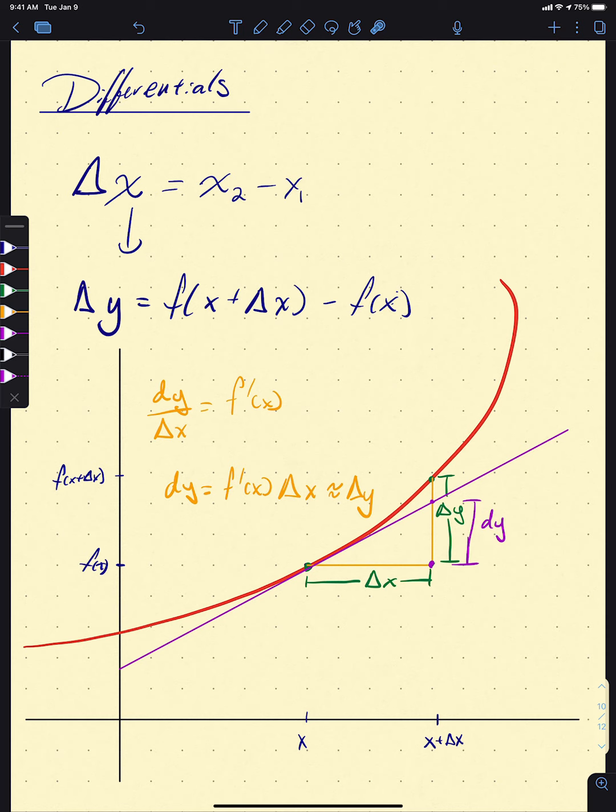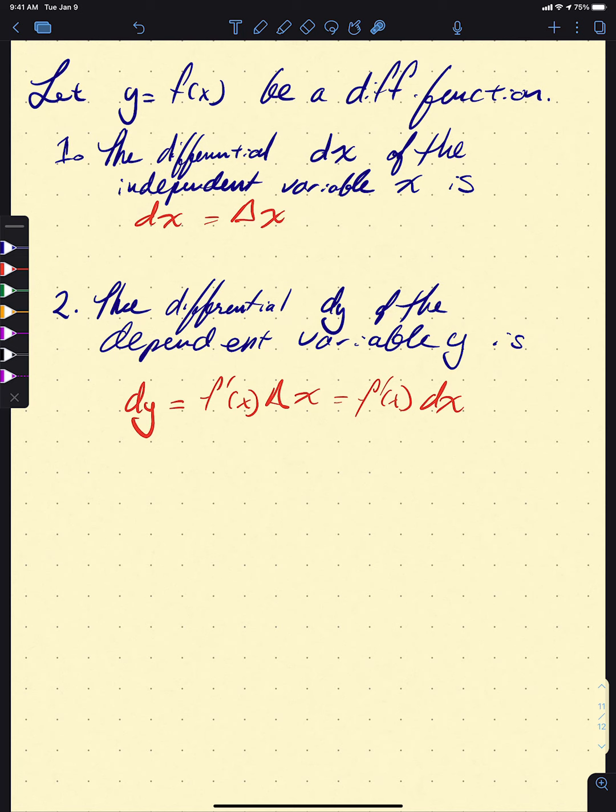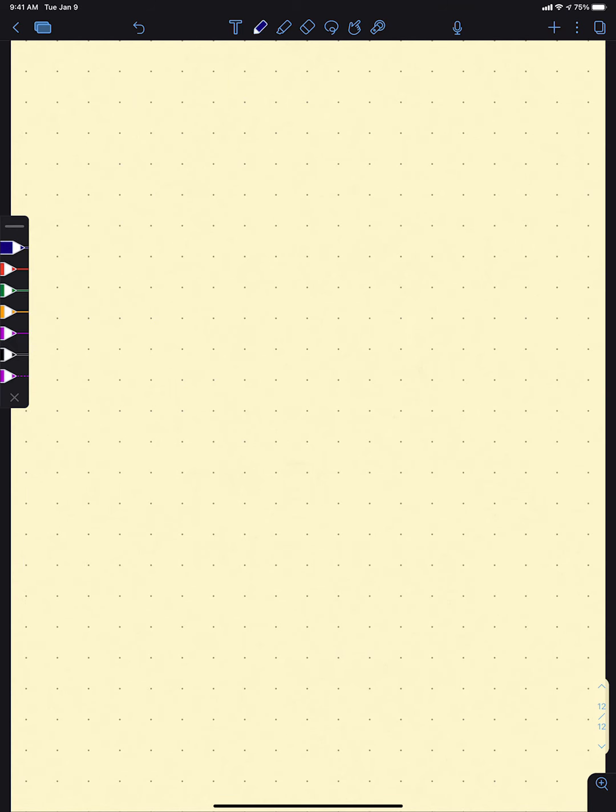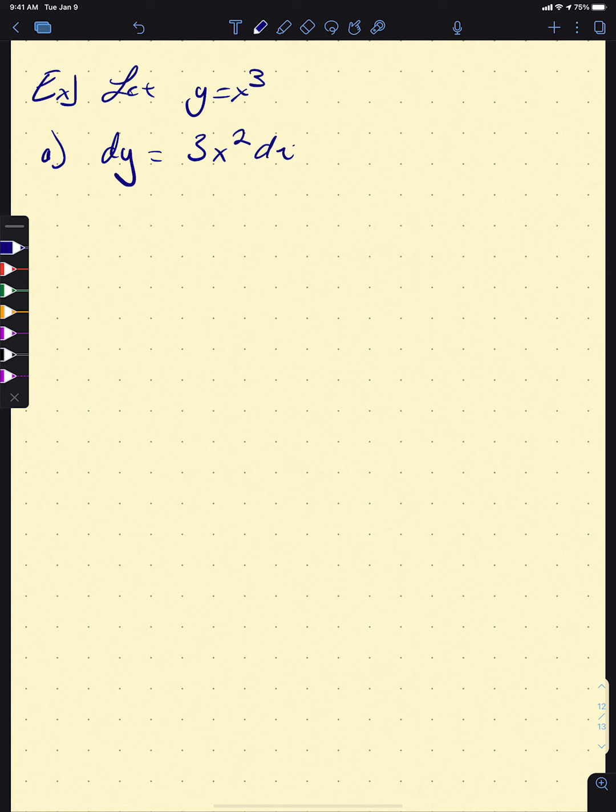It approximates the change, but it approximates the change very, very well, as we'll see when we do some calculations. But it's also way easier to calculate, okay? So let's look at that example that I talked about. Let y equals x cubed. What's our differential? Our differential is the derivative times dx, so it's going to be 3x squared dx, okay?